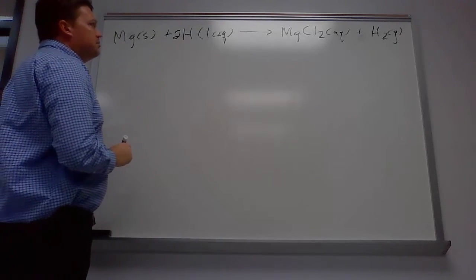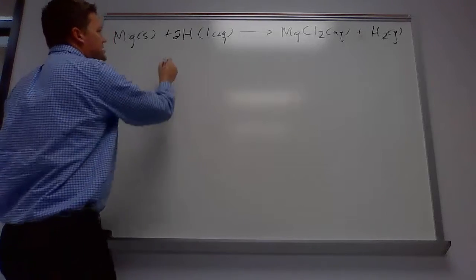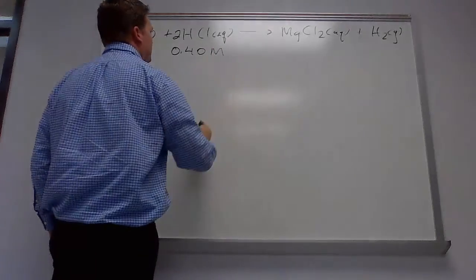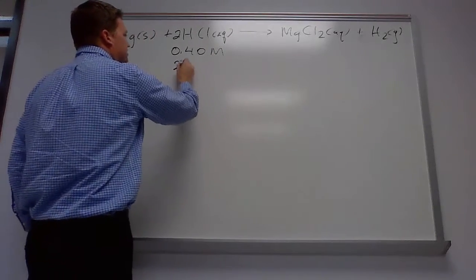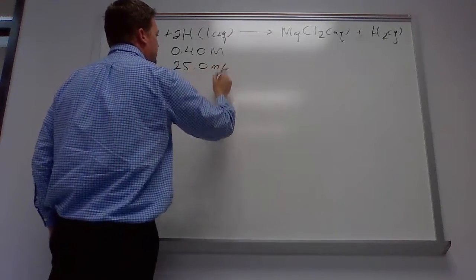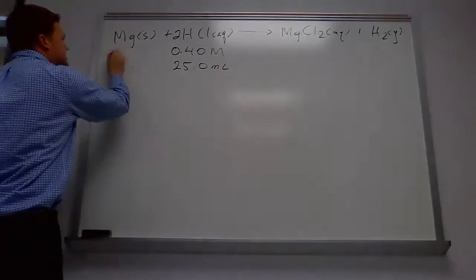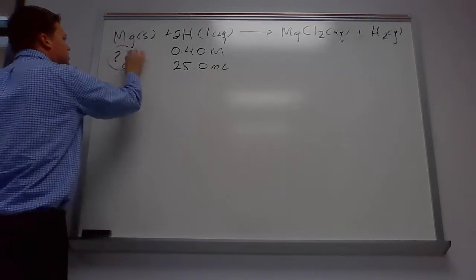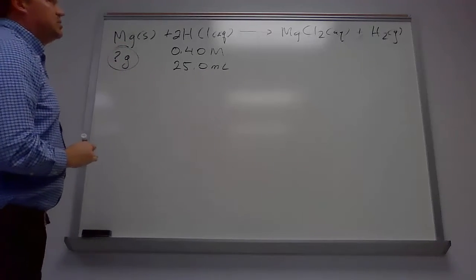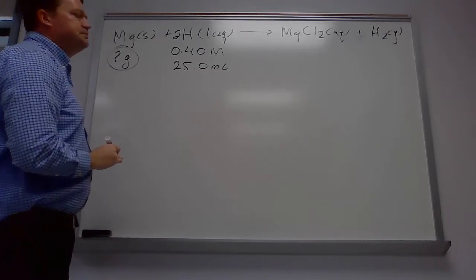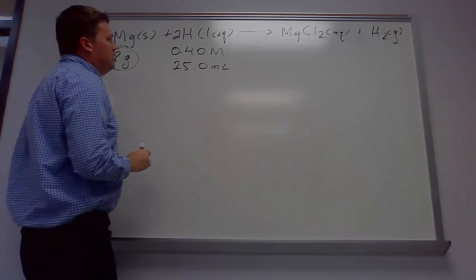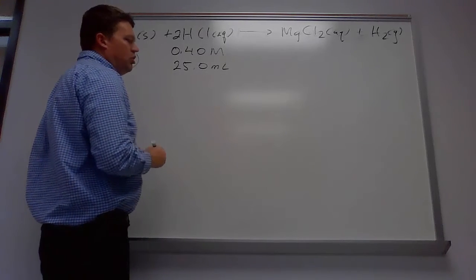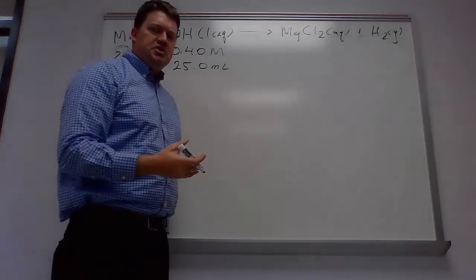Now in the problem, we were told that we had 0.40 molar hydrochloric acid and we had 25.0 milliliters of the acid. And what we were asked is how much of this magnesium metal in grams is going to react with that much hydrochloric acid. And so what we want to do in order to answer the question is recall everything that we learned in the stoichiometry chapters.